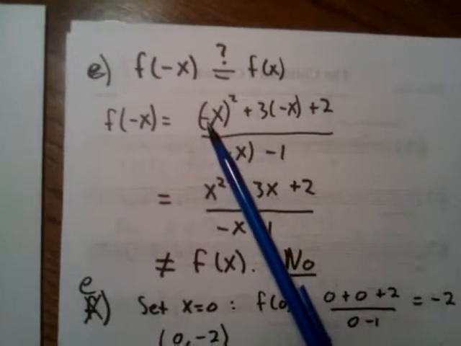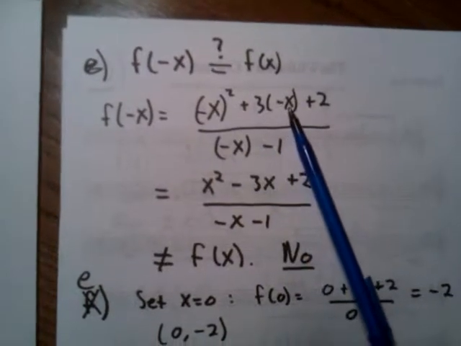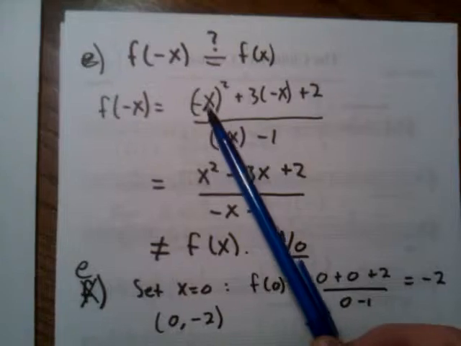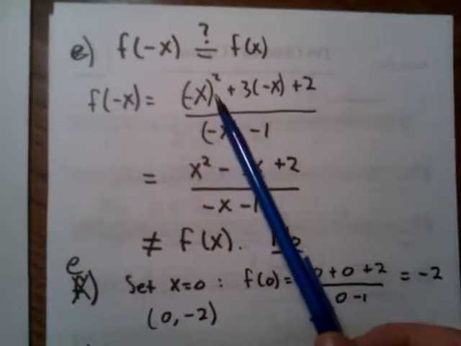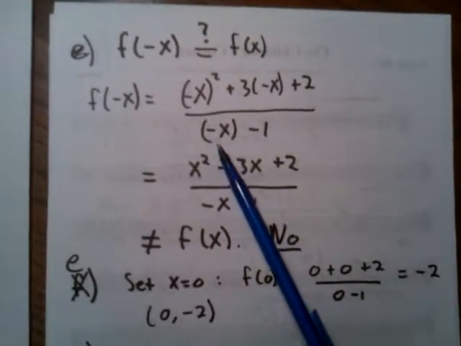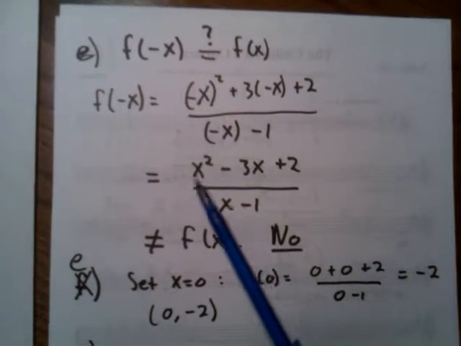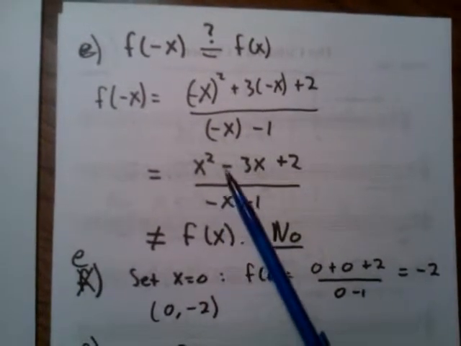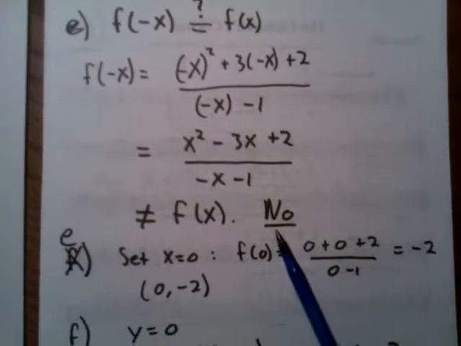So we stick a minus x in here where the x squared is, a minus x in here where it was just an x, and a minus x here. This simplifies. The negative sign here disappears because of the square term, and then here it pops out. Same with here, it pops out. And you can see that this function is not the same as the original one because of these extra minus signs here. So you'd say no, there's no symmetry.